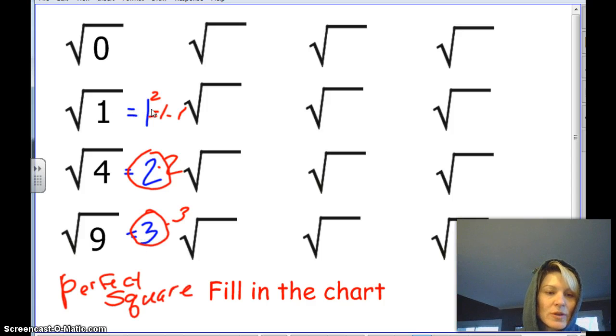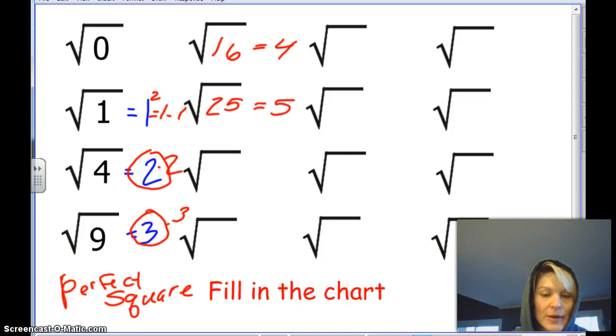So you could probably guess 1 times 1 was 1, 2 times 2 is 4, 3 times 3 is 9. Therefore, this one would be 16, and the square root of 16 is 4, because 4 times 4 is 16. And then this would be 25, the square root of 25 is 5, and so on. So those are perfect squares.